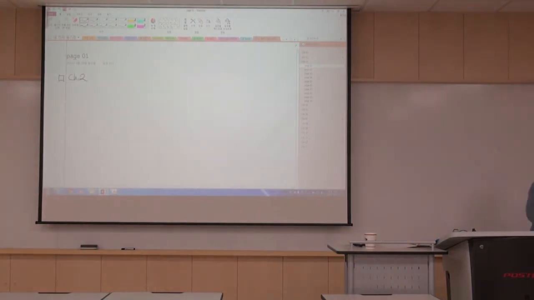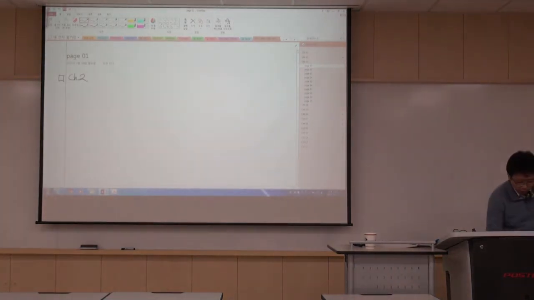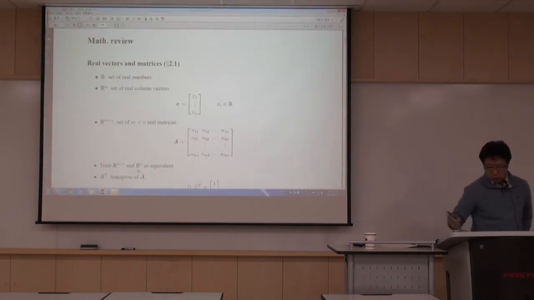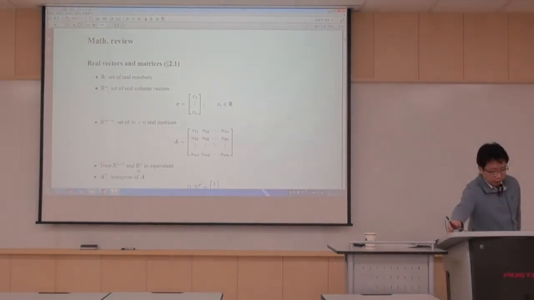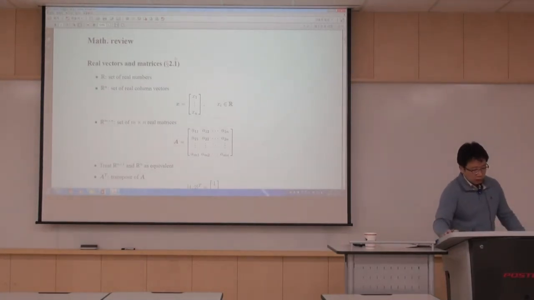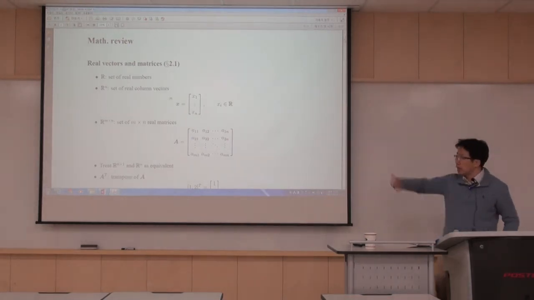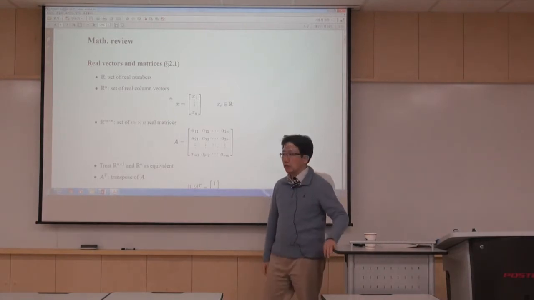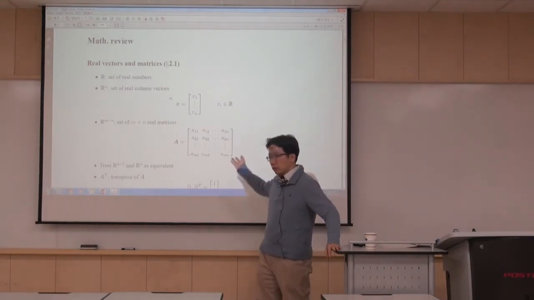From chapter 2 up to chapter 5, I'm going to use our lecture note. Okay. So this is the lecture note for the mathematical review, and as you see, it starts from the review of section 2.1. That's why I have written down some important facts, definitions, and notations you need to remember on the board. Okay.